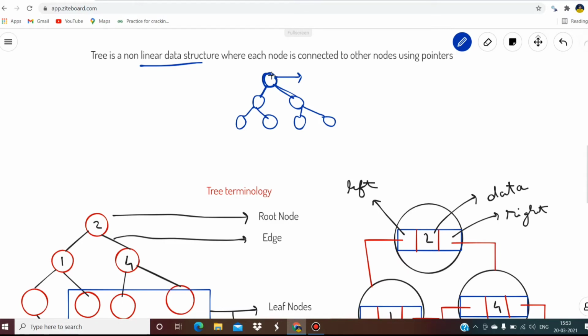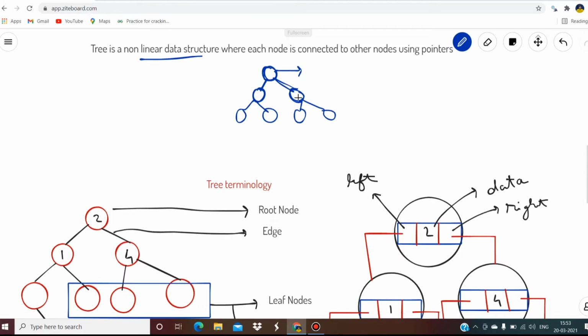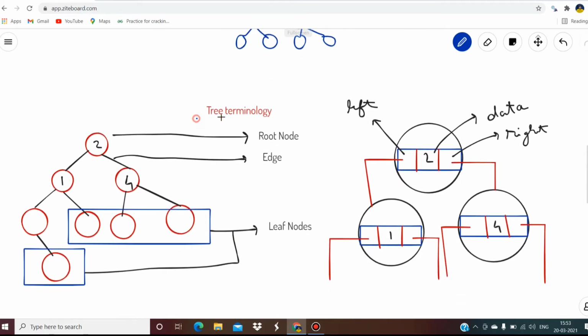So we can store data in the node, and in the left pointer we can store the address of the left node, and in the right pointer we can store the address of the right node. Okay, so it's a non-linear data structure because it cannot be accessed in a sequential manner like an array. So if we look at tree terminology, there are certain things which we need to remember.